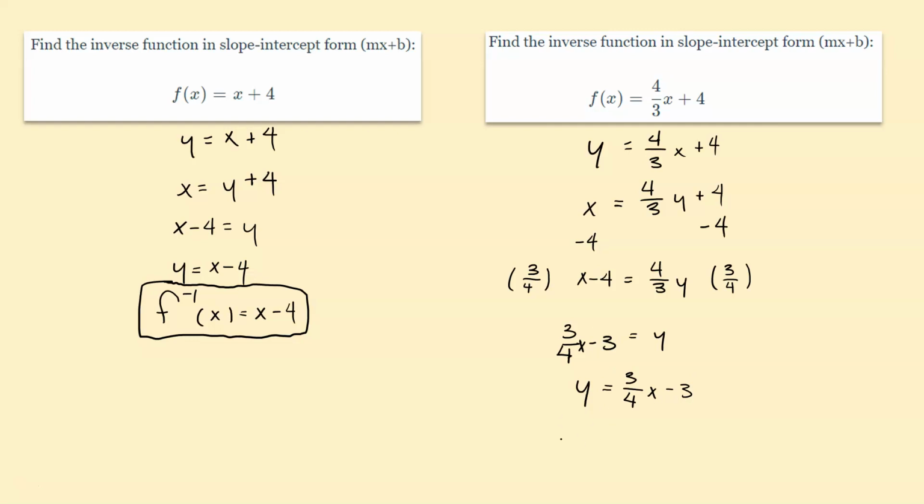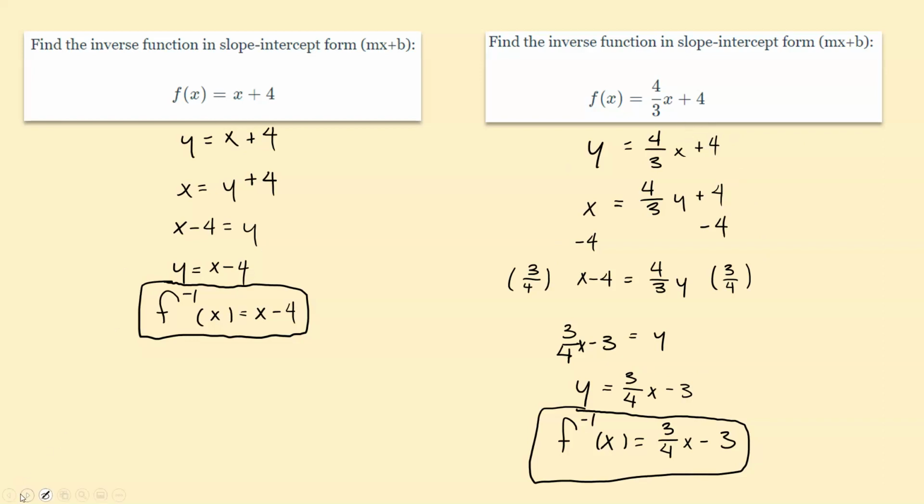And then again, the last thing you want to do is rewrite it using that inverse function notation. So like this. All right, so this is our inverse function. So again, already it's looking a little less intuitive as to what the inverse is. So that's why you need to make sure you repeat this process and don't just try to guess what the inverse is based off of the operations you're given.